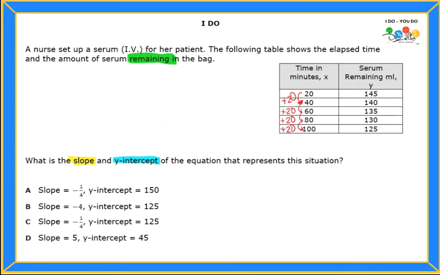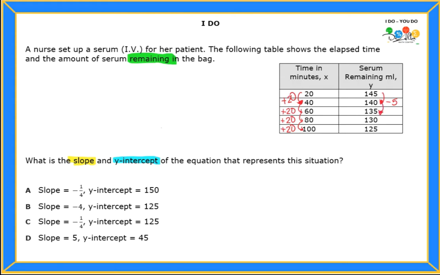So notice how my x is constant. It's increasing by 20. Is that right? Well, what about on the y? Let's look at that other side. How do I go from 145 to 140? It's not increasing, right? It's actually decreasing. And it's decreasing by 5. Very good. So I'm going to write down a -5.